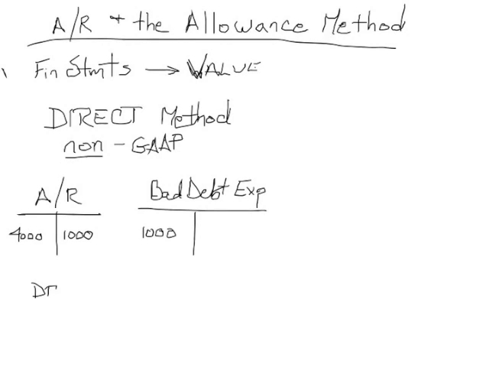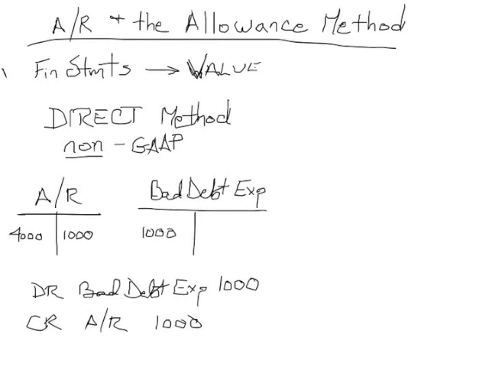The journal entry for that would look like debit bad debt expense for $1,000 that they couldn't collect, and credit accounts receivable for that same $1,000. They just write it off directly to expense. Makes a lot of sense.